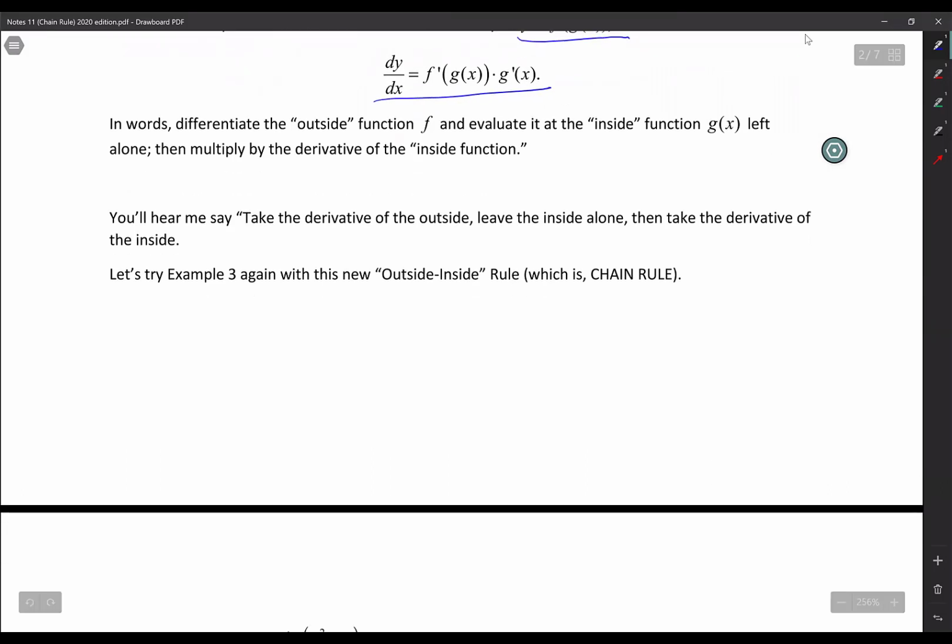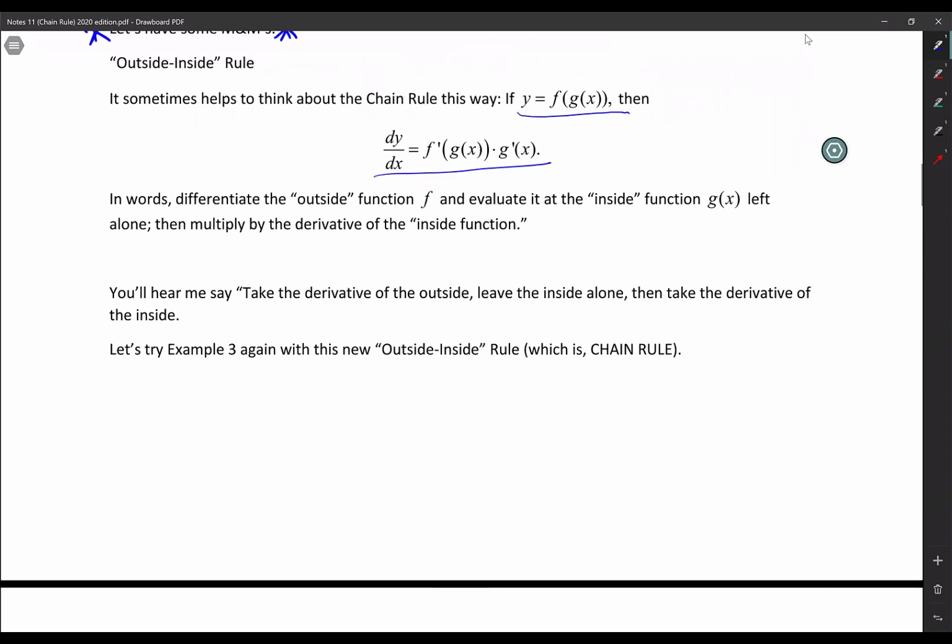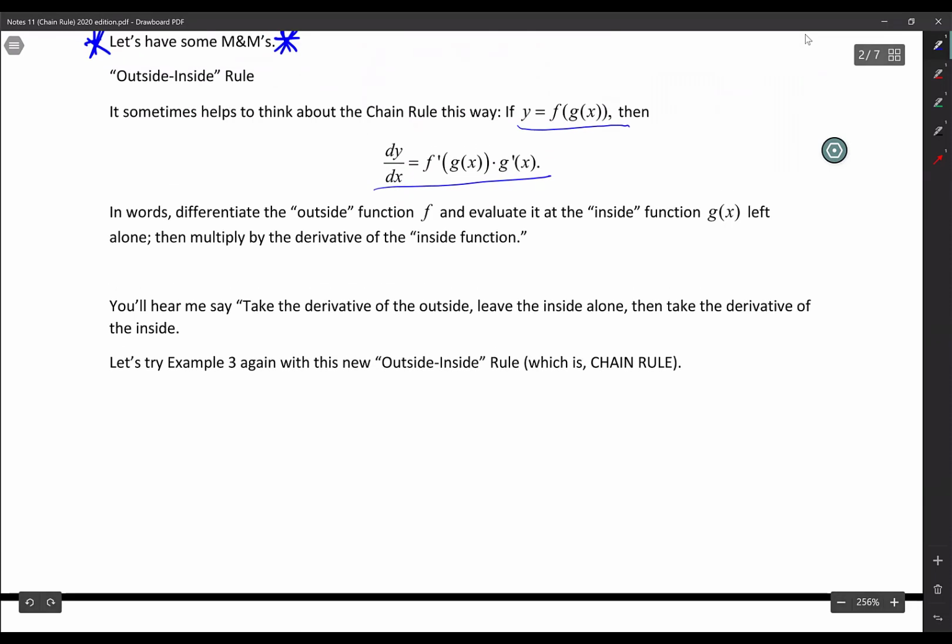Oh no, you don't need a song. Okay, here's the song. Derivative of the outside, leave the inside alone. Then take the derivative of the inside. Oh, I like that song.